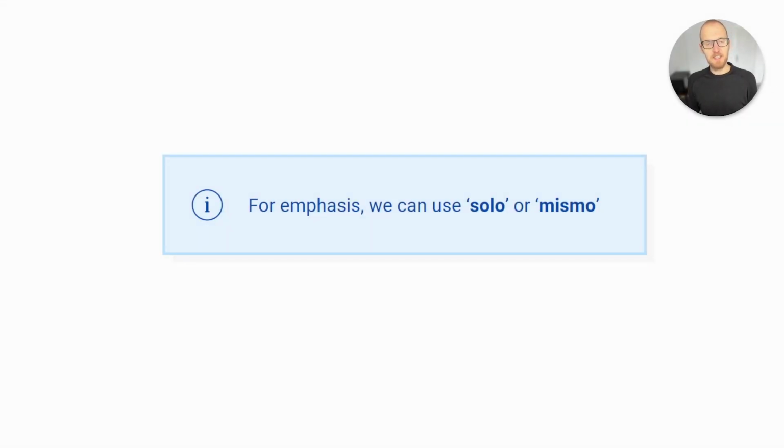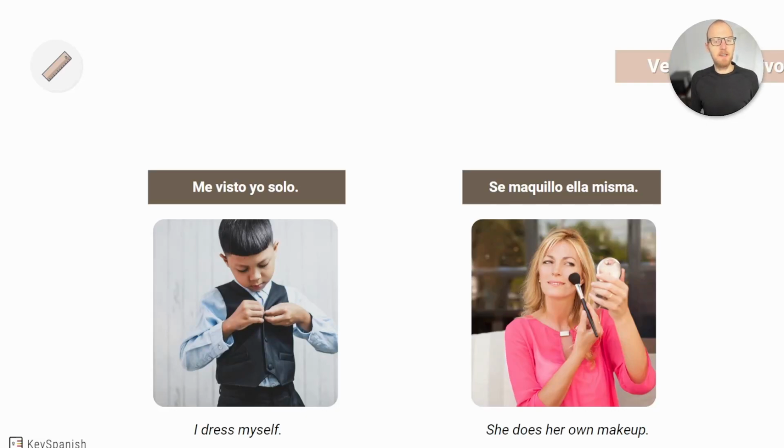You now know what reflexive verbs are, when we use them, and the form of the reflexive pronouns. Let's look at two special cases. The first one is to emphasize things. Sometimes when we want to express this reflexivity, it's not enough to use the reflexive pronoun. We want to make it even more clear. And for that, we use either solo or mismo. For example, the kid can say, me visto yo solo. I dress myself. Not my parents, no, I'm very mature already, so I get dressed myself, me visto yo solo.